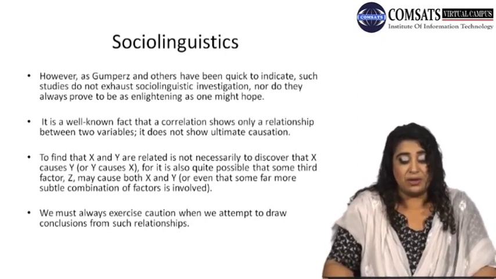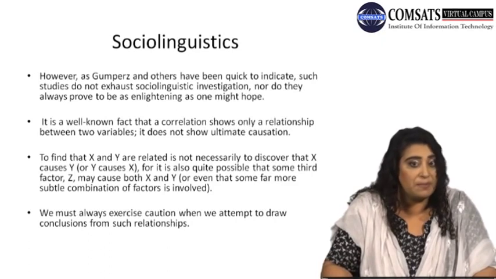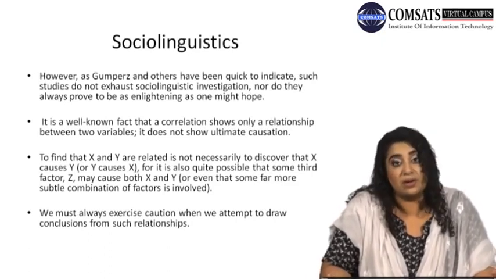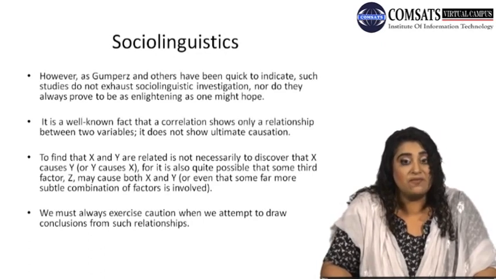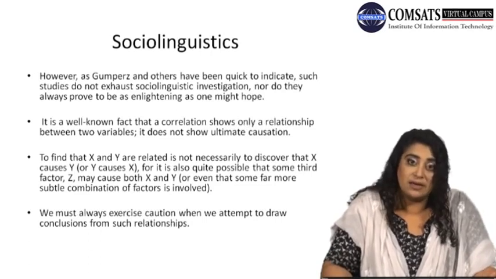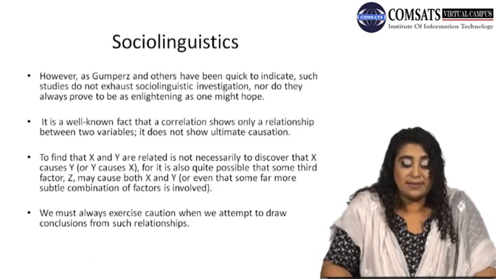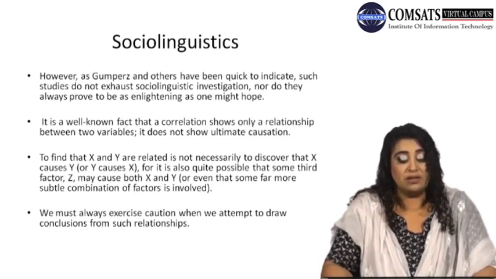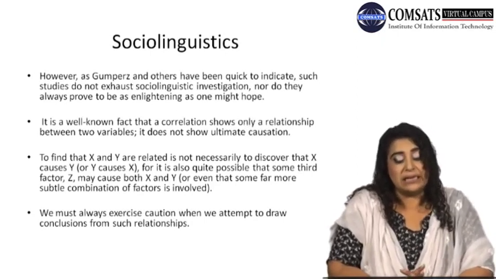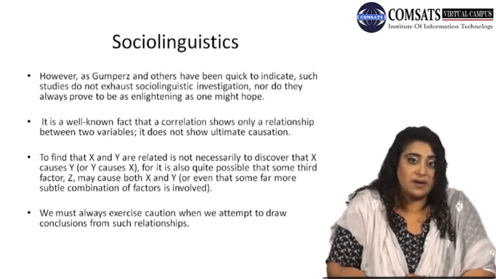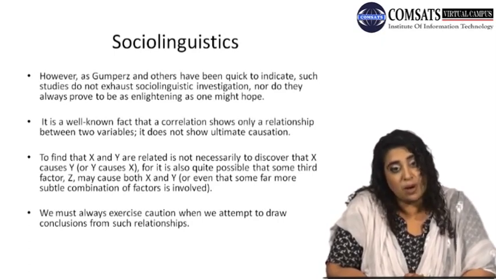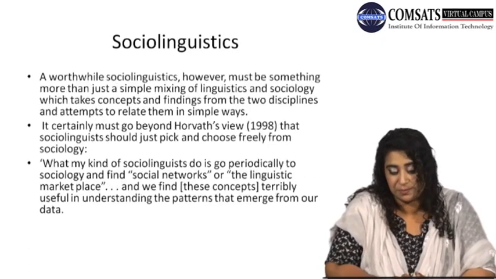It is also quite possible that some third factor, like Z, may cause both X and Y. So there could be a third factor affecting society and language, or even some far more subtle combination of factors involved. There could be any number of other factors affecting language and society. So we must always exercise caution when we attempt to draw conclusions from such relationships. We don't want to draw conclusions on the basis of assumptions, saying that society does affect language or language affects society. We want to study the relationship very carefully.